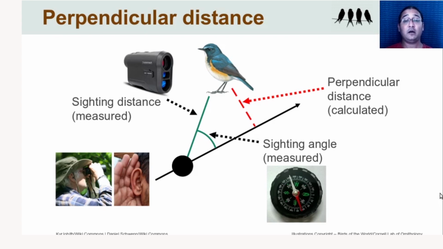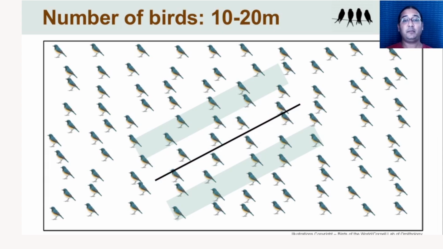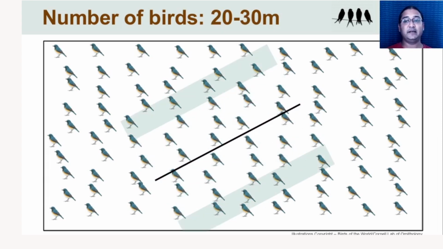Now, based on that, what do we do? The distribution of birds in the habitat is uniform or random. And so the number of birds between 0 and 10 meters on either side of the line. So you have this belt or this strip which goes from the line, and 10 meters on either side of the line. You have a certain number of birds in this belt, which is between 0 and 10 meters from the line. You have a certain number of birds between 10 and 20 meters from the line. You have a certain number of birds between 20 and 30 meters from the line.